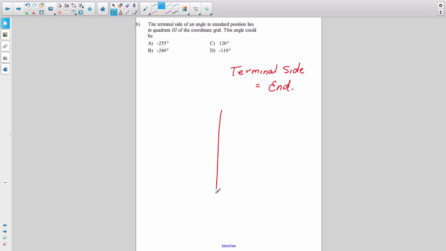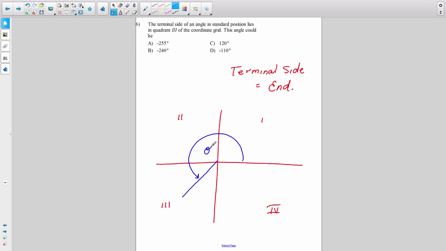So let's draw a graph. Let's put the quadrants in. Quadrant 3 is where this angle terminates. So let's draw some random angle that terminates in quadrant 3. Okay, that's what it means to terminate in quadrant 3. How much are you is the question. Well, let's go through the choices.